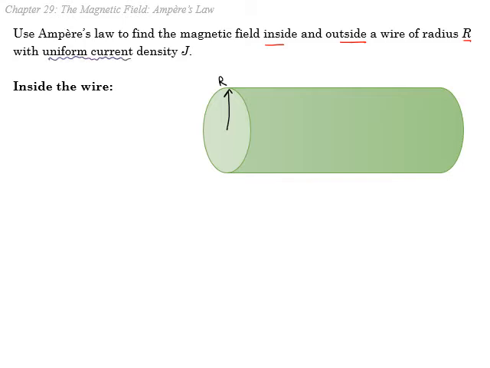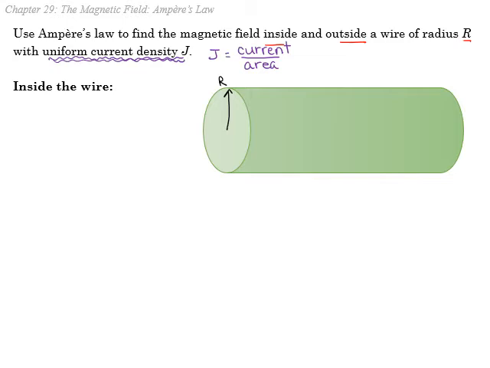Hopefully you remember in our Gauss's law section and our electric field sections, we defined charge density. We had volume charge density rho, which was charge over volume. We had area charge density sigma, which was charge over area. And we had linear charge density lambda, which was charge over length. Here, our charge density has a symbol of J, and it's defined as the current passing through a cross-sectional area of our object. So current over area.